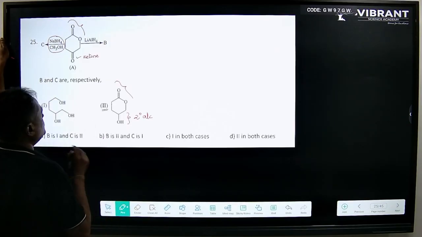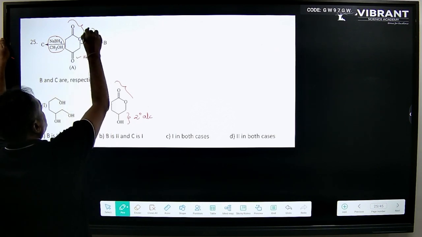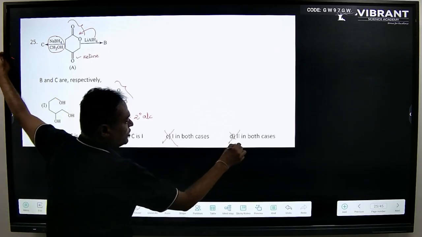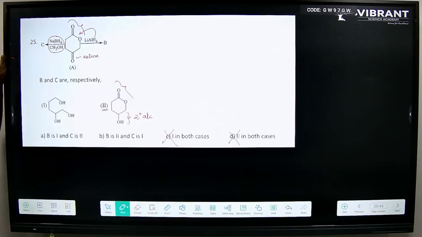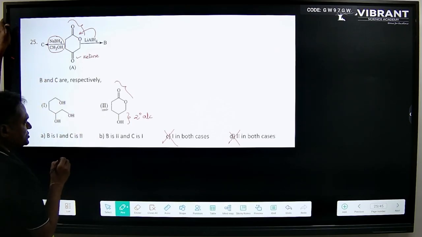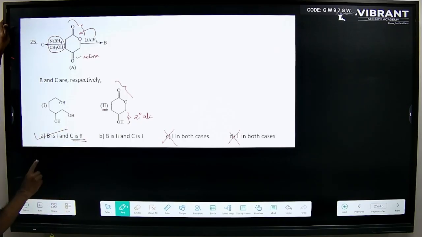Now, see, first of all you should understand one thing, both of them will have different products because lithium aluminium hydride will even break the ester linkage also. So, this cannot be the answer, this cannot be the answer. Now, what is the next situation? We told that C is second. So, C is second in this answer. So, your correct answer is this, and if you still want an explanation I can give you.